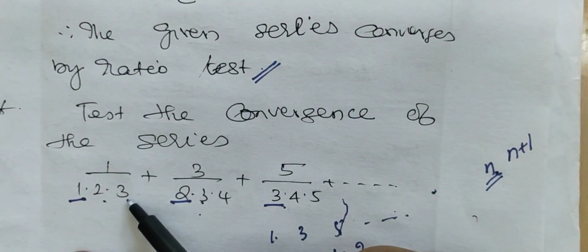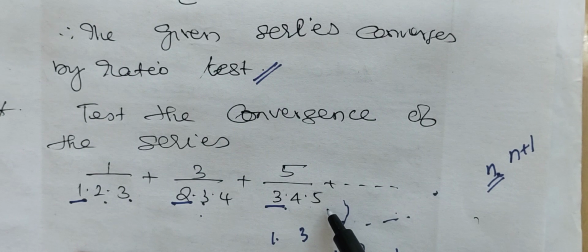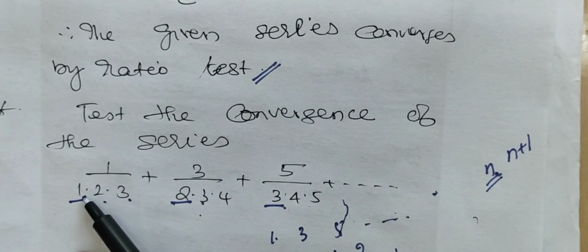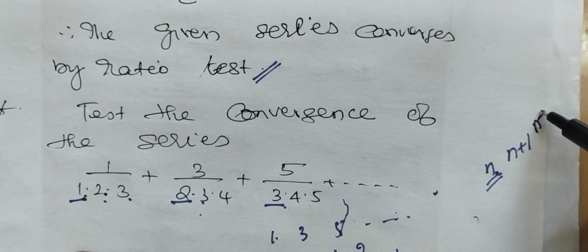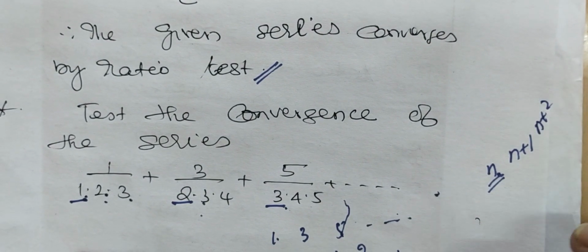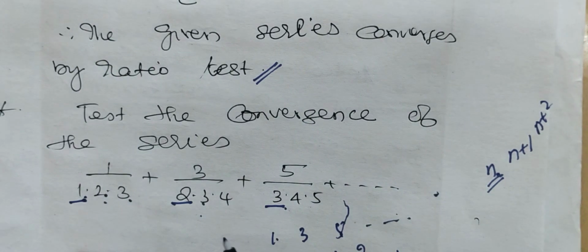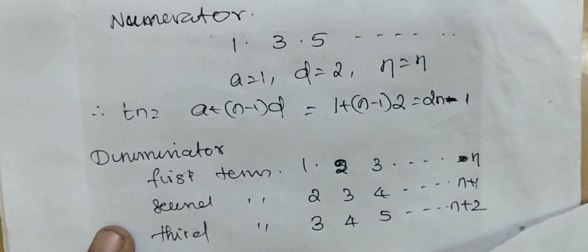Now the third term, that is 3, 4, 5. So if here n, then the next one is n plus 1, the next one is n plus 2. So that is n plus 2. In this way you can find the nth term of the given series.